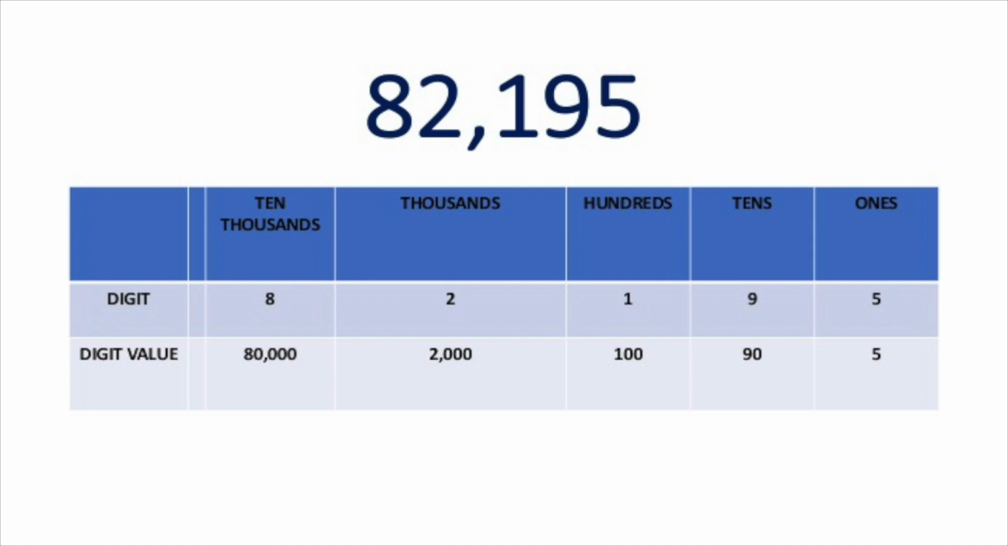And then if we add all of our expanded numbers together, 80,000 plus 2,000 plus 100 plus 90 plus 5 equals 82,195. This is our number. This here is our number in expanded form using the digit values.